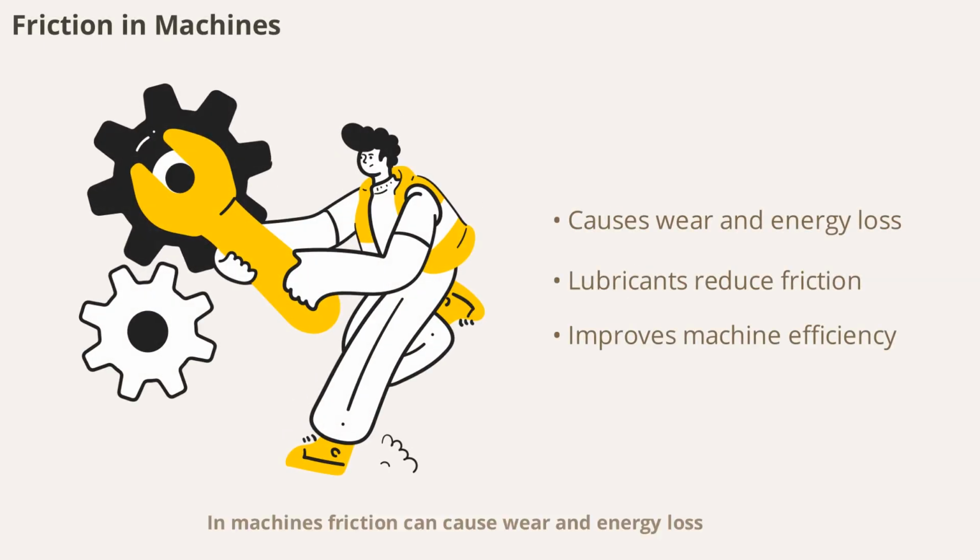In machines, friction can cause wear and energy loss, but it's also necessary for parts to function properly. Engineers use lubricants and special materials to minimize unwanted friction, improving efficiency and durability. Understanding how to manage friction is essential in designing everything from engines to household appliances.